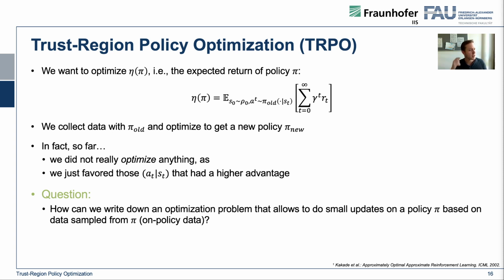The question that comes up is, how can we write down an optimization problem that allows us to use all that we have learned through trust region methods and things like this? How can we write down an optimization problem that allows us to do small updates on a policy based on data sampled from that policy? So how can we use on-policy data and formulate an optimization problem that allows small updates?